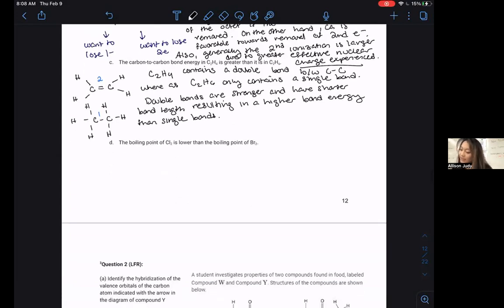And how about this one? Here is now the unit 3 specific portion. The boiling point of Cl2, chlorine 2, is lower than the boiling point of bromine 2. So here we're comparing the two diatomics. Now, chlorine and bromine are both halogens. And what we see is that chlorine is a row 3 or energy level 3 element, and bromine is an energy level or row 4 element. So as we go down, the radius is increasing.